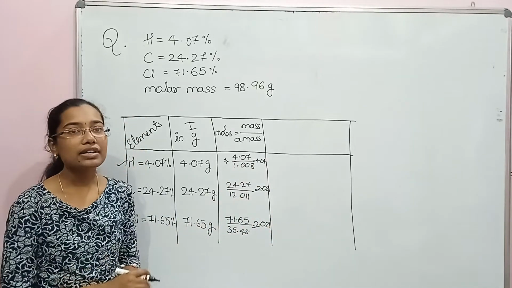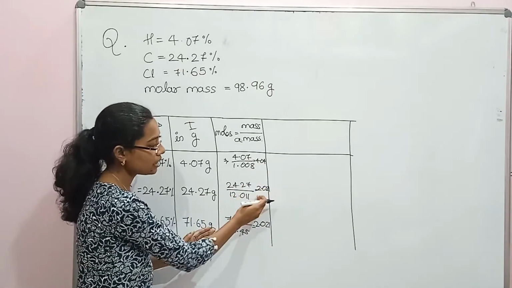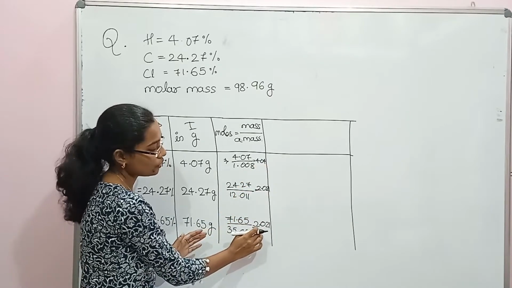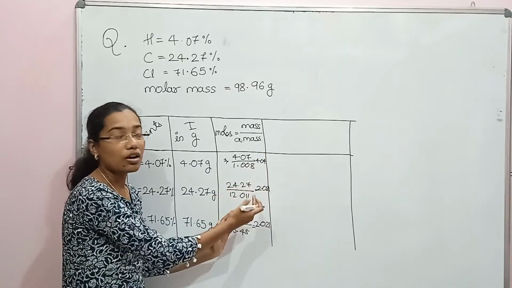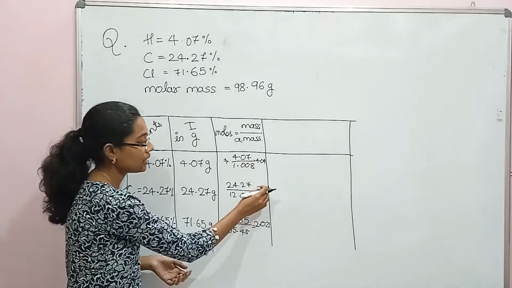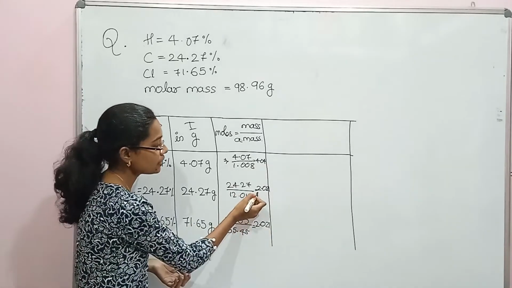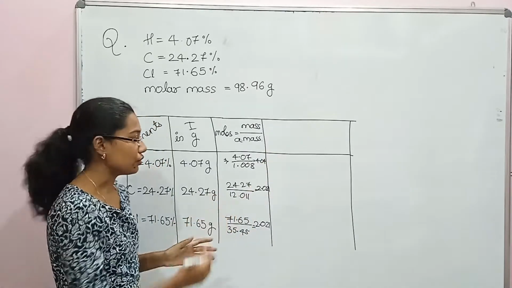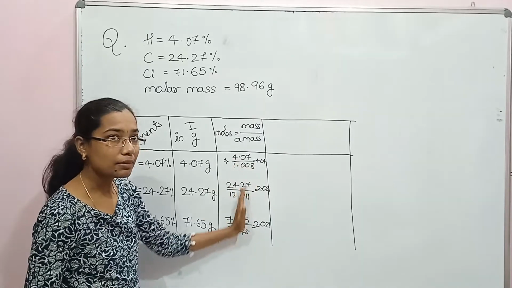Next step is we have to take the smallest mole. Here we got 3 moles: this is 4.04, this is 2.021 and this is also 2.021. We have to divide these obtained moles by the smallest number. Here in these 3 numbers, what is the smallest one? That is 2.021. So we have to get that empirical ratio.